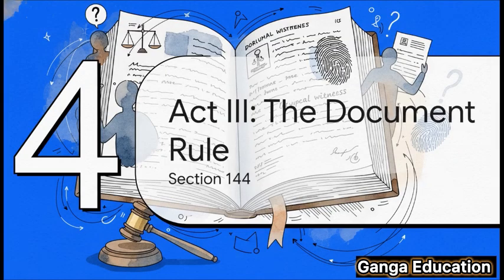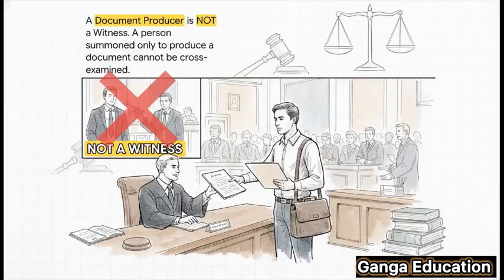Finally, let's move on to Act 3, the document rule. Section 144 gives us a very specific and incredibly important exception to the rules. This is for a person who has been summoned to court for one reason and one reason only, to produce a document. This is a critical legal distinction you need to remember. Simply producing a document does not make you a witness. If someone is summoned to court just to hand over a file or a document, they are not considered a full-fledged witness, and therefore, they cannot be cross-examined.